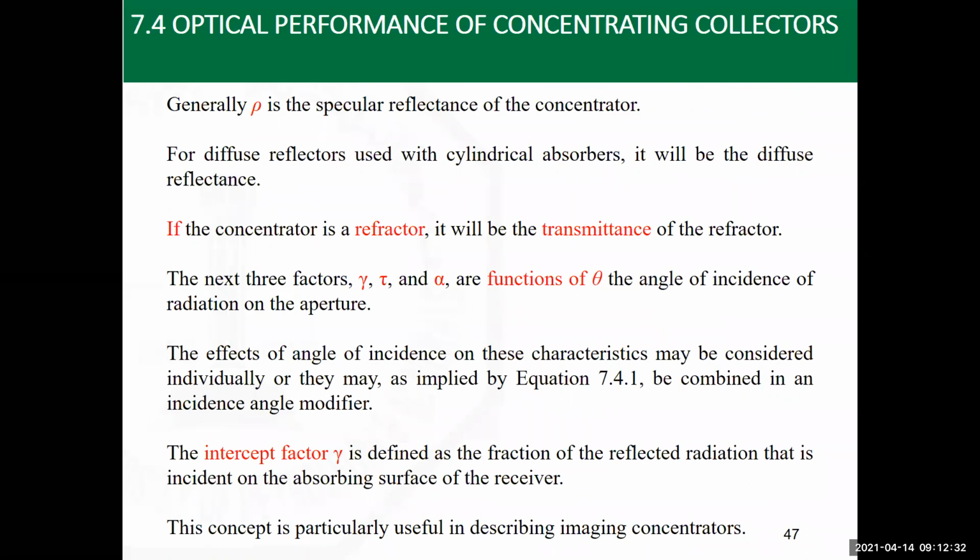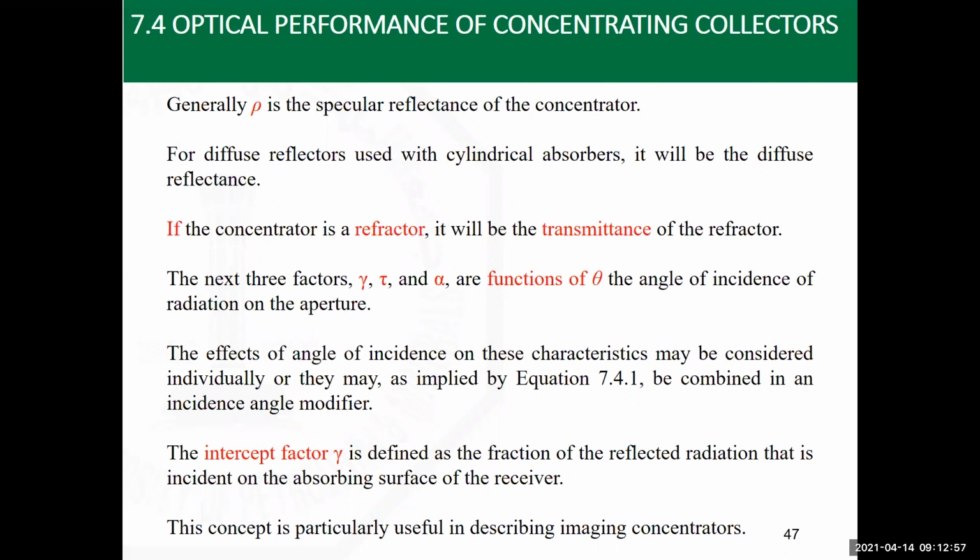If the concentrator is a refractor, then it will be the transmittance. The difference between them is that the refractor is something like a lens that passes the energy through. The reflector is a shiny surface to reflect the energy back. The next three parameters, gamma, tau, and alpha, are basically functions of the incident angle, which is theta.